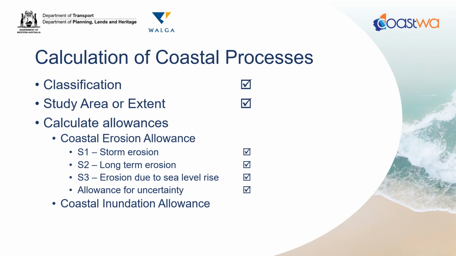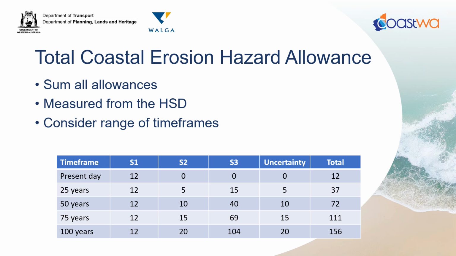We've discussed the individual allowances in coastal erosion hazards. We'll now just discuss how they're summed to calculate the total coastal erosion. The total coastal erosion hazard is calculated just by summing all of those individual allowances. So you can see in the table here we've got a range of timeframes from the present day out to 100 years. We've got our S1, S2, S3, our uncertainty factor, and the total is just the sum of each of those.